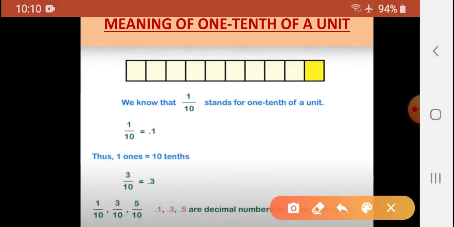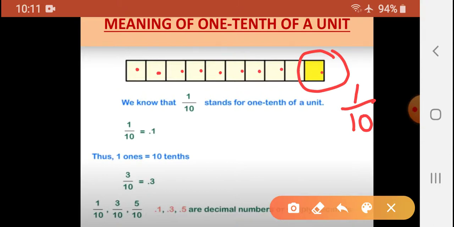Meaning of 1/10 of a unit. We know that 1/10 stands for one tenth of a unit. Look at the figure. The figure is divided into 10 equal parts: 1, 2, 3, 4, 5, 6, 7, 8, 9 and 10 equal parts. And one part is taken. The shaded part in the figure represents 1/10.